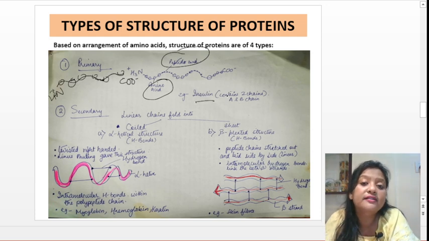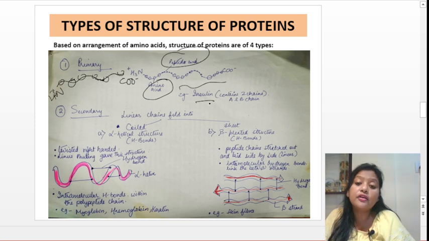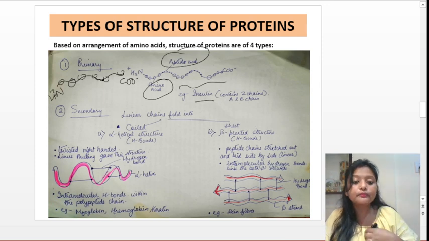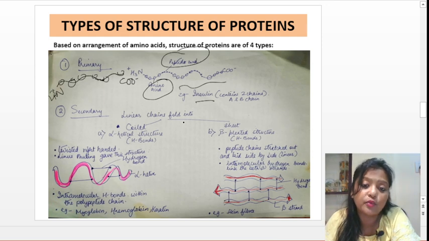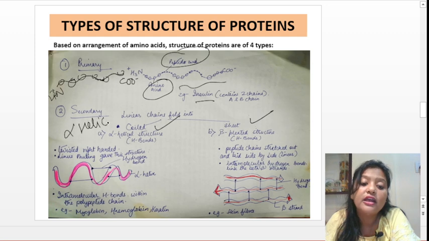It contains two chains, the A and B chain. Remember that. So there are two chains here in the primary structure of insulin. Next, coming to the secondary type of structure. In the secondary type of structure, there are two types: one is the coiled and one is the sheet structure. The coil is also called the alpha helical structure. So one is the alpha helical structure, and number two is the beta pleated structure.